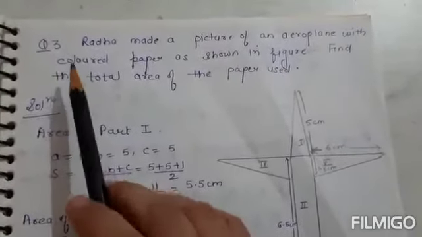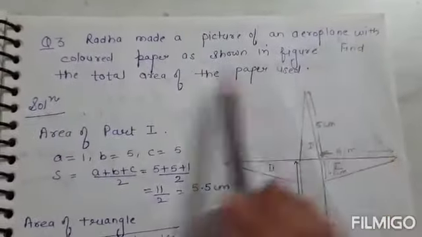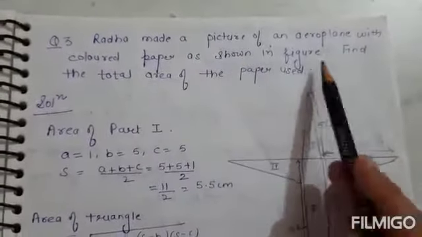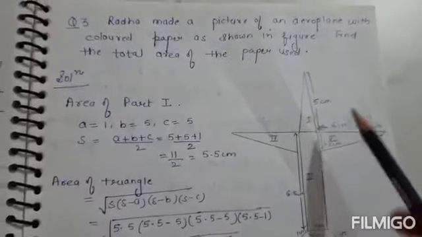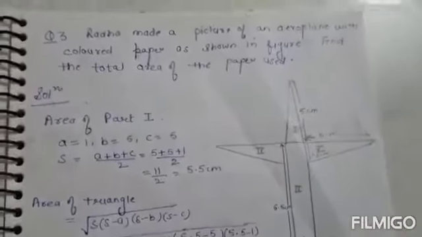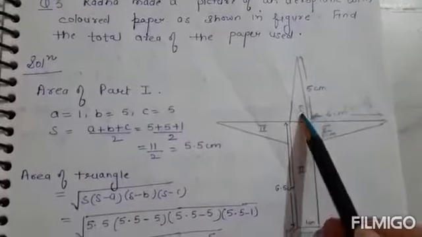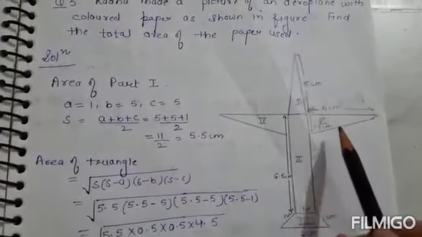Question number 3 from exercise 12.2. Radha made a picture of an aeroplane with colored paper as shown in the figure. Now this diagram is given in your NCERT book. Find the total area of the paper used. Just look here. This is part 1. It is given in your book. This is part 2, part 3, part 4 and part 5.